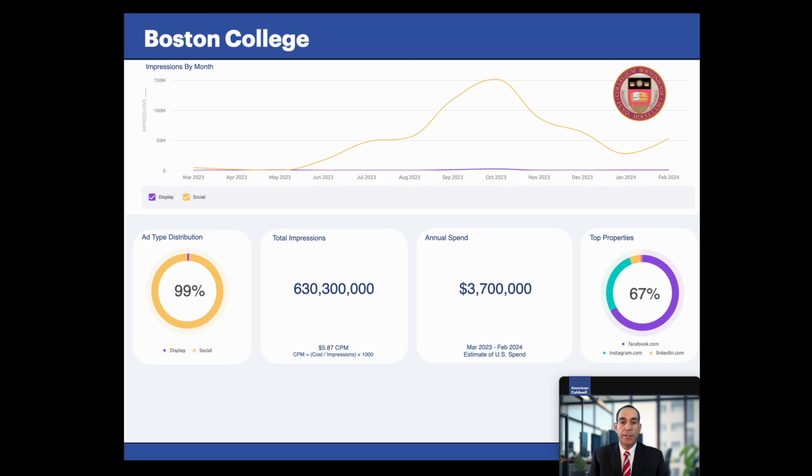99% of Boston College's ads are focused on social media. They received 630 million impressions at an annual spend of $3.7 million. And the number one property, where 67% of their ads appeared, was on Facebook, followed by Instagram, and then some on LinkedIn. And we also calculated here the CPM for each of the schools. So here for Boston College, it's $5.67.